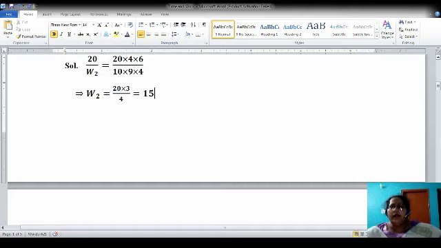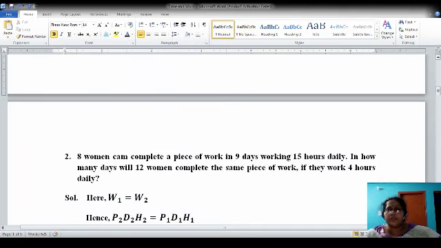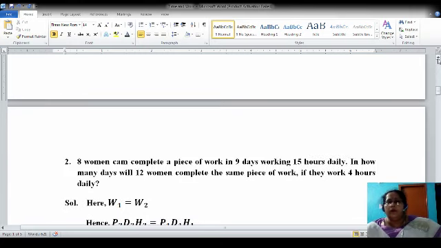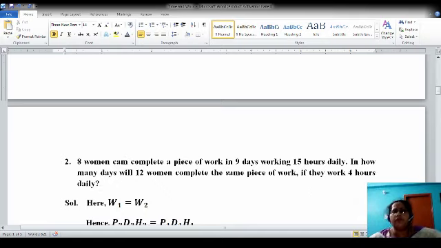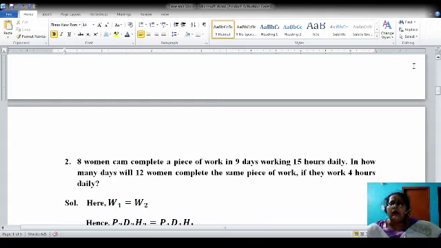Okay, another question which fits into this model. 8 women can complete a piece of work in 9 days, working 15 hours daily. In how many days will 12 women complete the same piece of work if they work 4 hours daily? Now see one difference of this problem with the previous problem. In the previous problem, the amount of work was varying, the number of shirts stitched. Now here the piece of work is fixed. So what is happening here is W1 equal to W2.